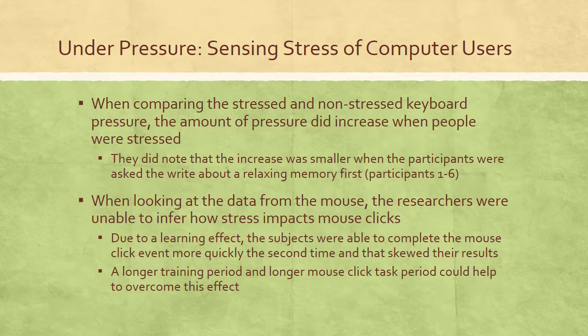Now, when looking at the mouse, though, they were unable to infer any findings, and the main reason they thought was that users were able to learn during their first mouse click exercise, and so the second time they tried it, it was actually much quicker, and they had the learning effect from the first time. So they couldn't infer anything from this experiment, but they did say possibly a longer training period, a longer mouse click task could help to overcome the learning effect.